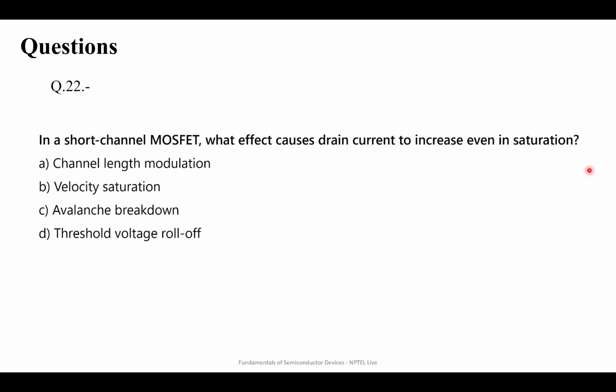In a short channel MOSFET, what effect causes drain current to increase even in saturation? Channel length modulation, velocity saturation, avalanche breakdown, or threshold voltage roll-off?